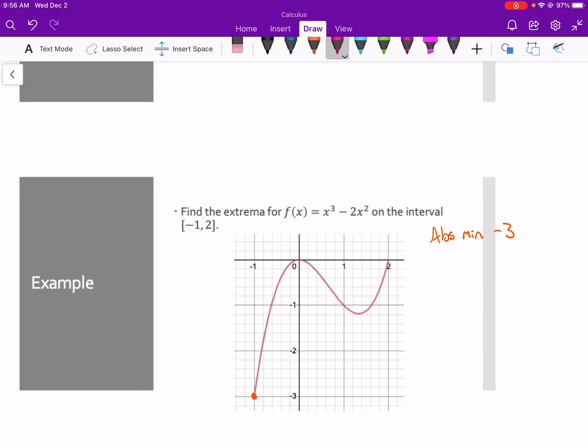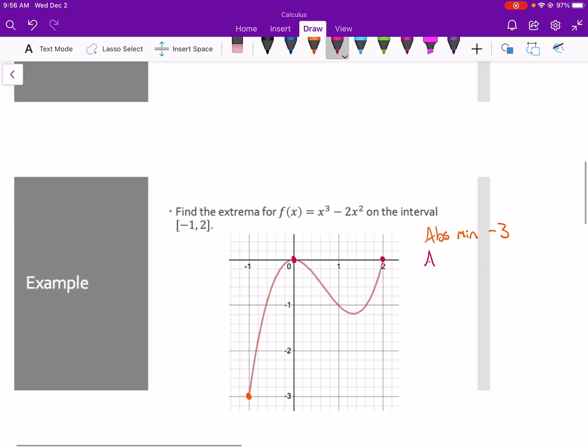Now let's look for an absolute maximum. So what's the highest point it goes? Well, it looks like it's tied between here and here. So our absolute maximum is 0 because the y value is 0. It occurs at 2 places, which is at 0 and 2.